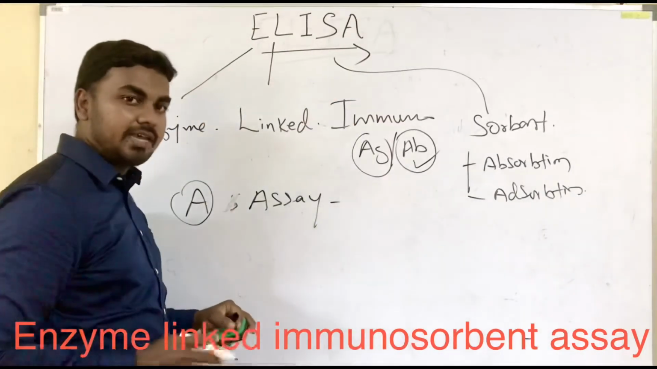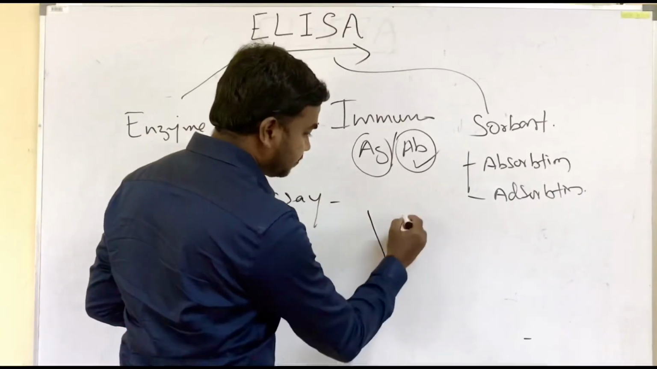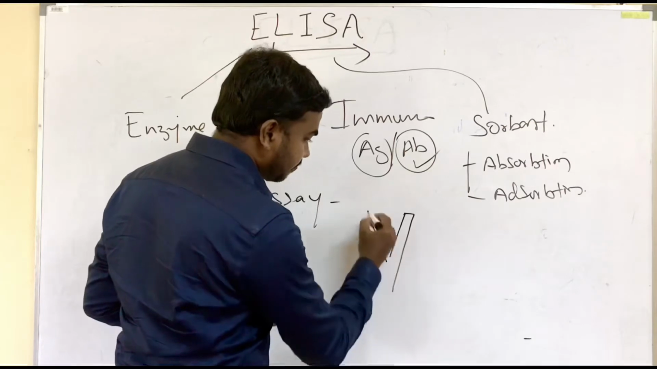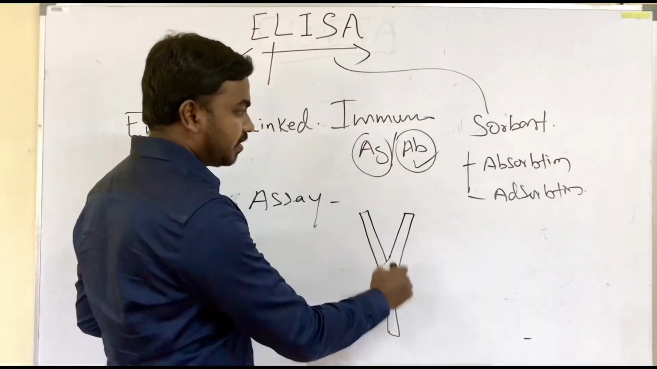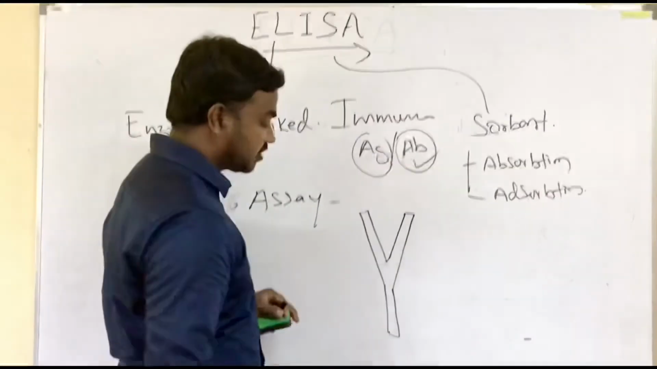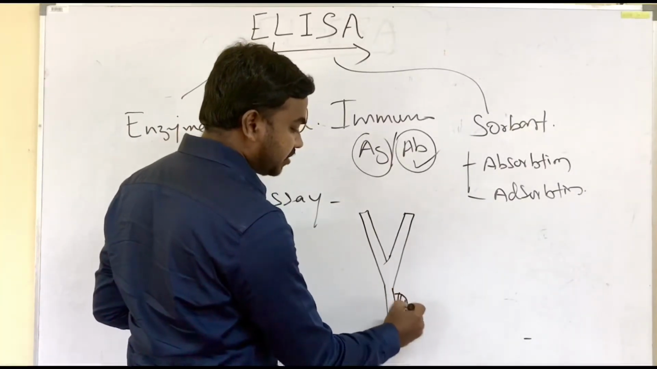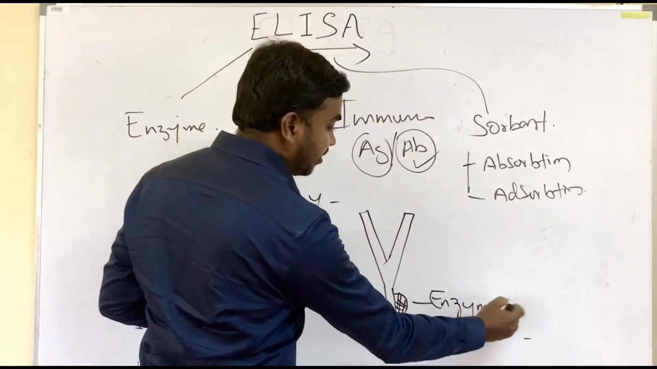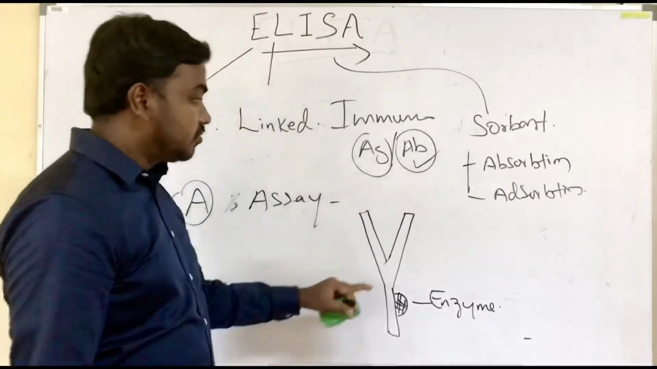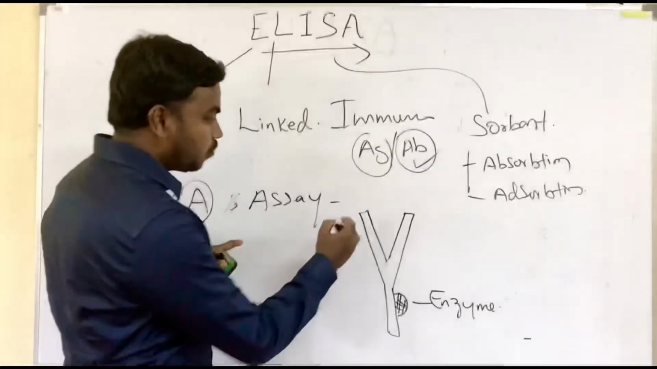All together I can put forward in one simple diagram. We know the structure of antibodies, right? So this is the structure of an antibody. Here on the surface something will be attached, that we call enzyme. So all the explanation is in one diagram.